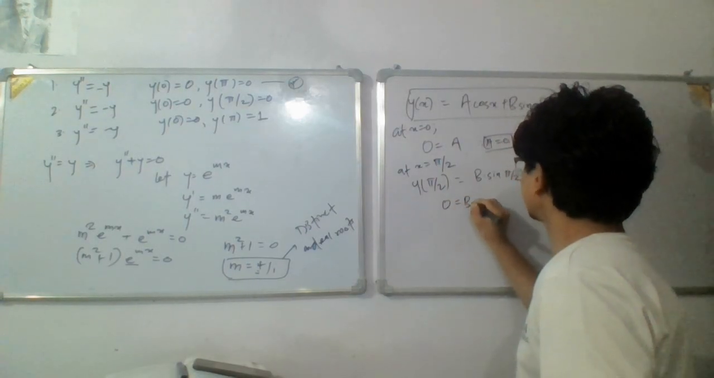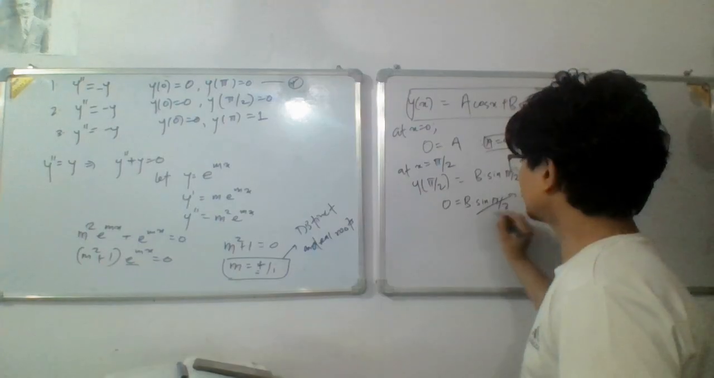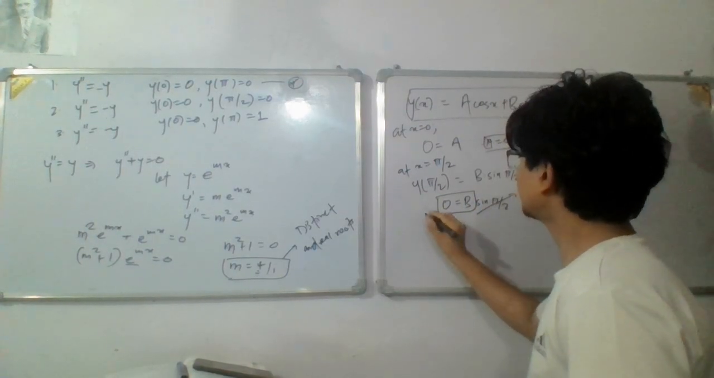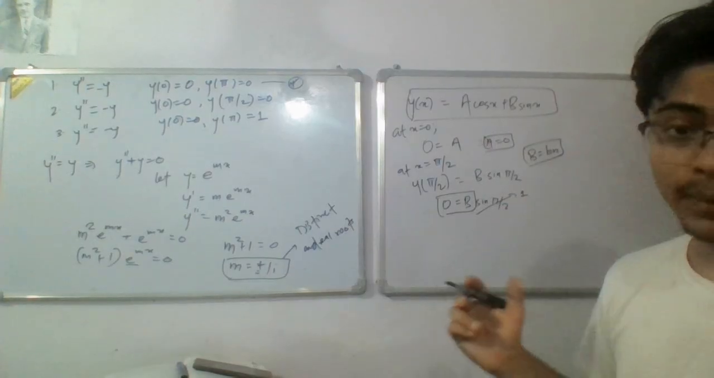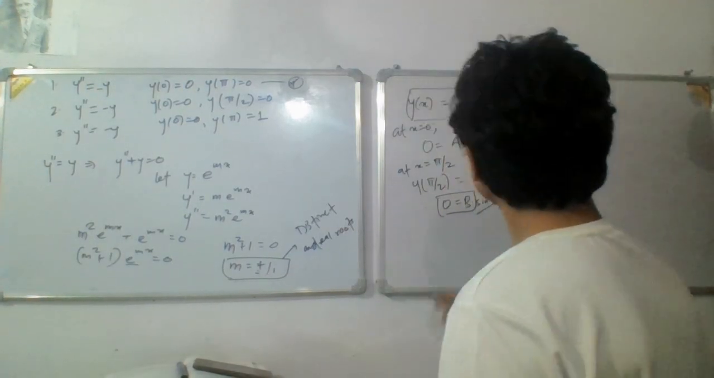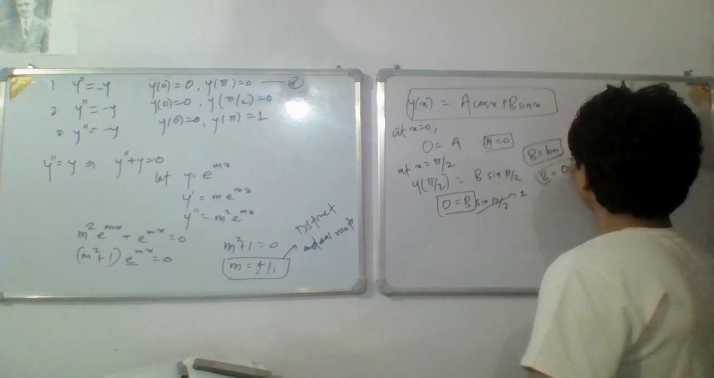Now sine of pi by 2 is equals to 0, so 0 equals b sine of pi by 2. Now this sine of pi by 2 is 1, so this cannot be 0, so b equals 0. So here b is equals to 0. So at this condition, b has only one solution, and that is 0. Again, let's check. So it is for first condition, and for second condition b equals 0.